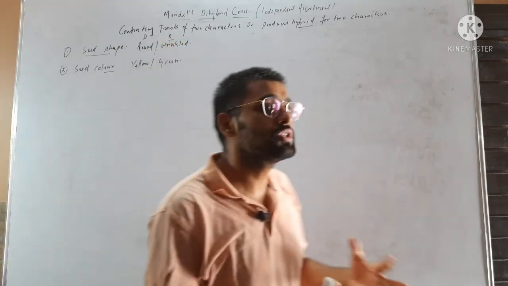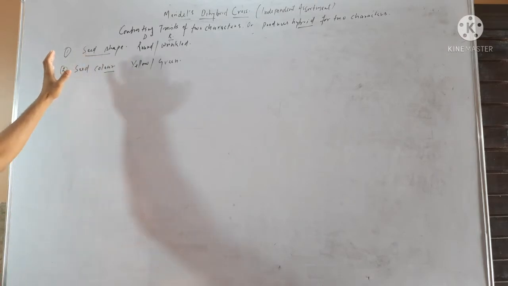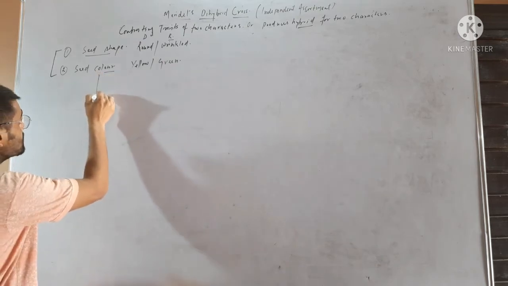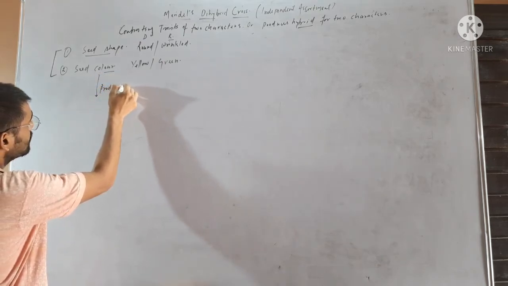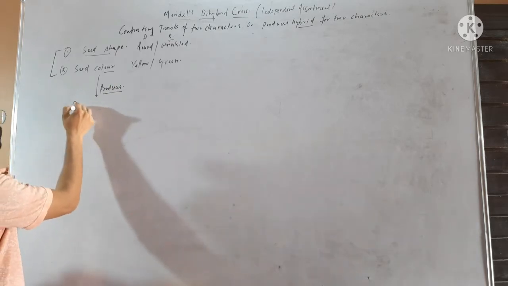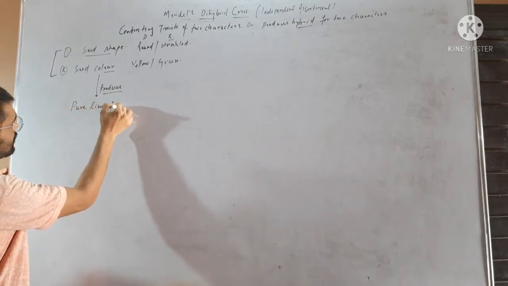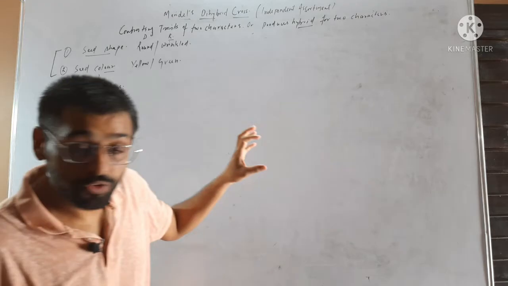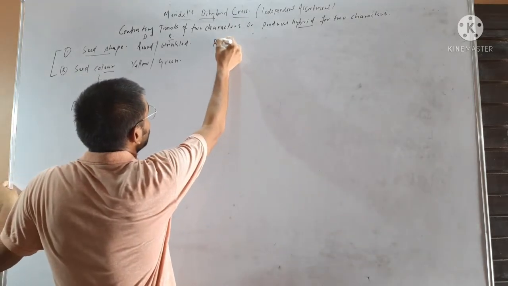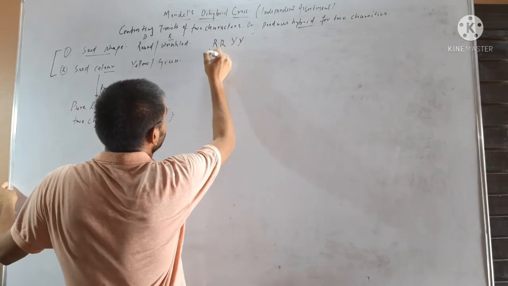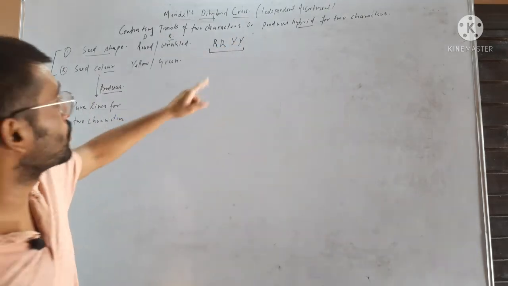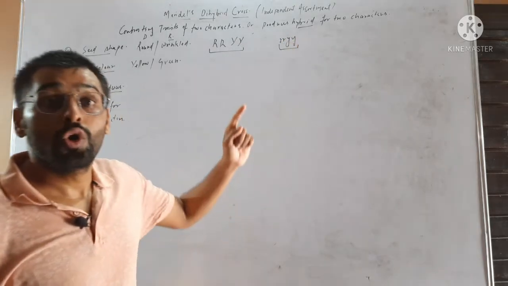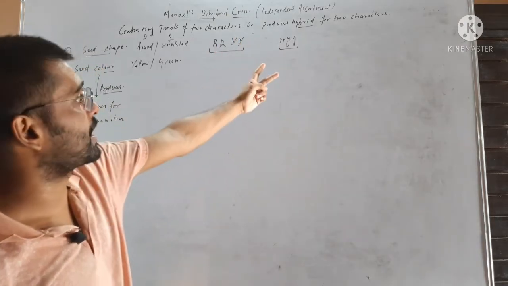So how did Mendel do his dihybrid cross? First he took two characters, for example seed shape and seed color. Then he produced a pure line for two characters. The pure lines for these two characters are capital R, capital R, capital Y, capital Y, which is the homozygous dominant pure line, and small r, small r, small y, small y, which is the homozygous recessive pure line for two characters.